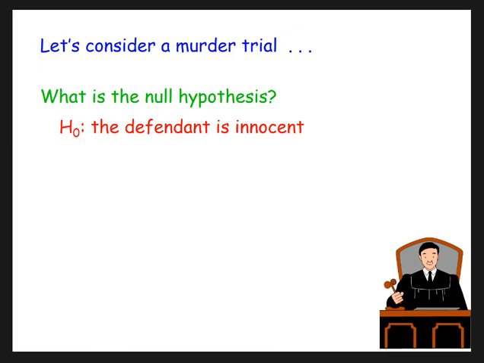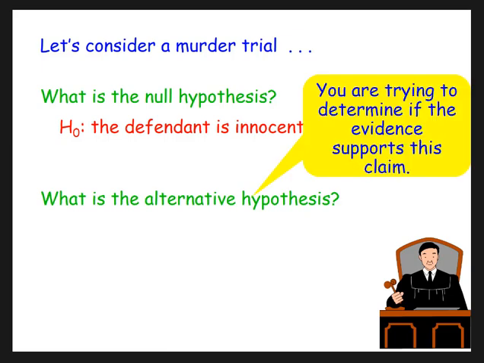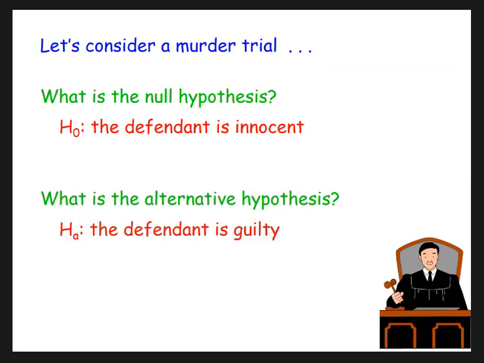So in a court of law in a murder trial, the defendant is innocent. We assume they are innocent until proven guilty. The alternative hypothesis would be what has to be true if the null is false. So if there's strong evidence that seems to refute, or reject, the null hypothesis, the alternative is what has to be true. So in this case, the defendant would be guilty.